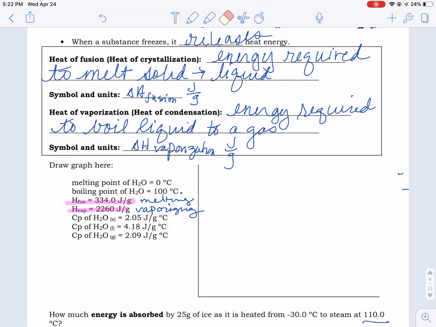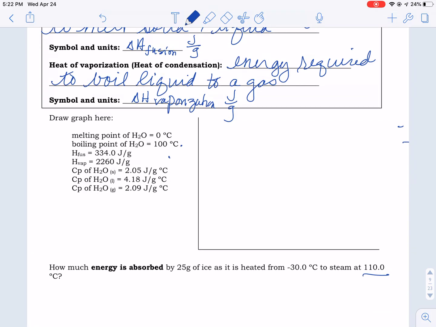Okay? So what we're going to do now is we're going to draw a picture of what's going on here. All right? Here's our problem. How much energy is absorbed by 25 grams of ice? It's going to go from negative 30 all the way to 110. So it's going to have ice in the solid phase, water in the liquid phase, steam at the gas phase. So what are we going to do? Well, we have to break it up into different steps.